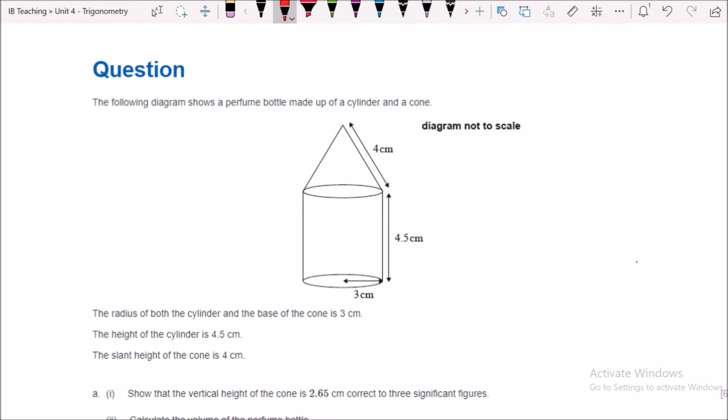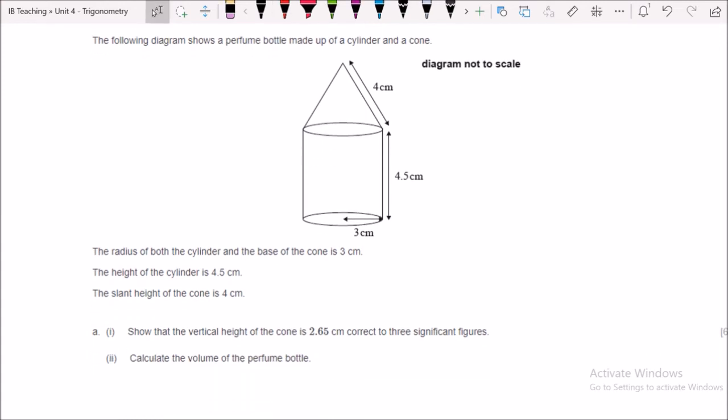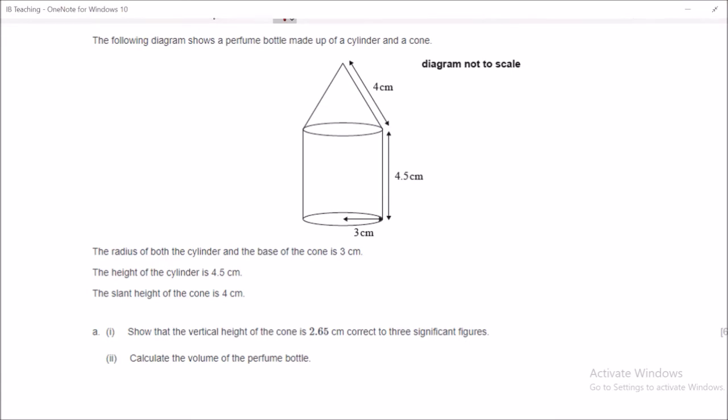Okay, let's see what we need to do here. They asked us to show that the vertical height of the cone is 2.65, correct to 3 significant figures. I want to suggest that you always draw the picture on these, or if you have the opportunity to print pictures, like if your teacher gives you an assignment. If you have something you can draw on, my experience is it's a lot easier to do these questions.